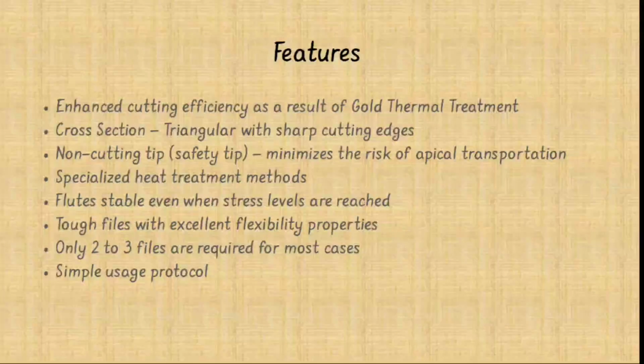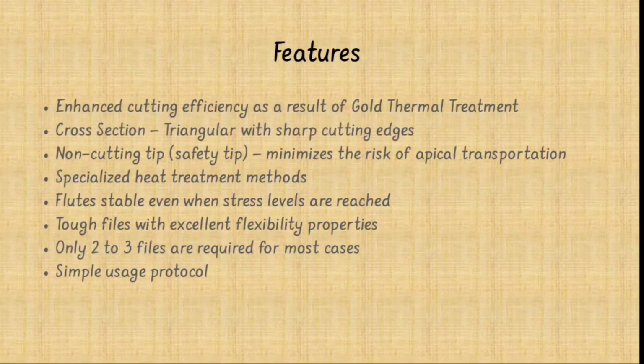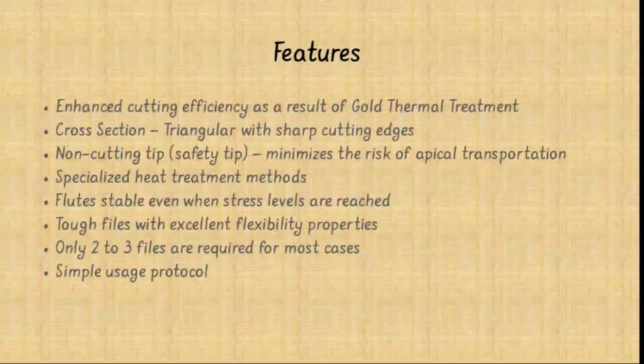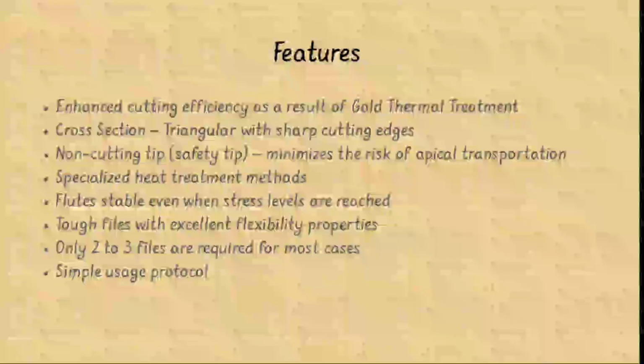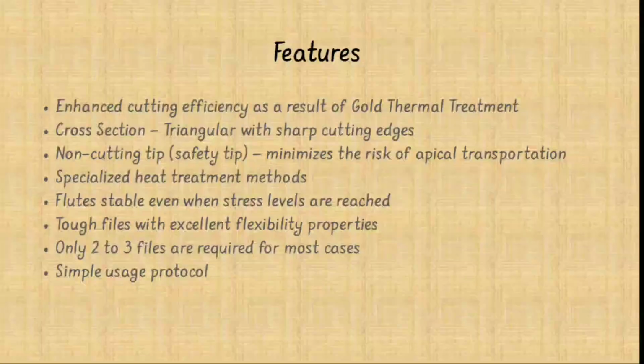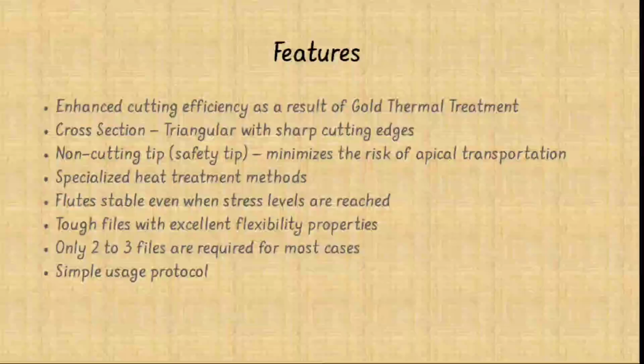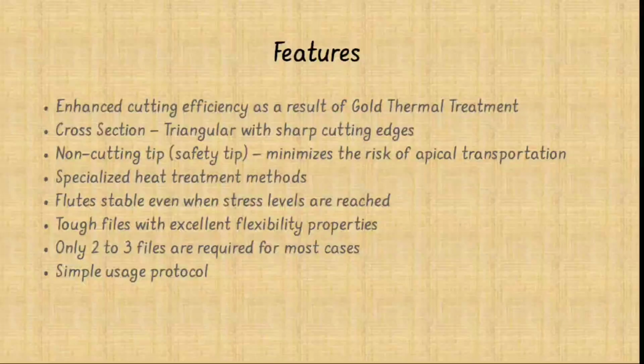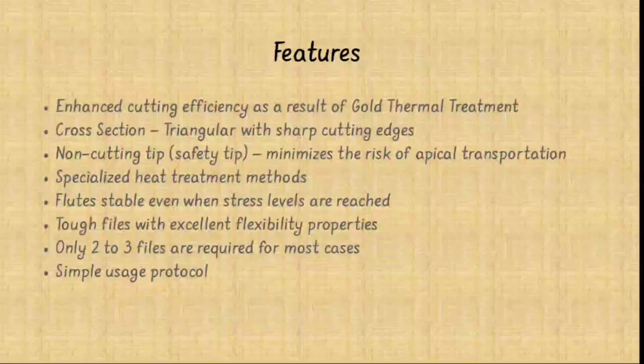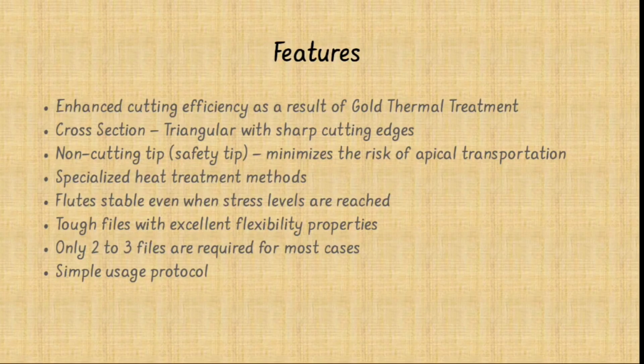So what are the features of NEOENDO flex files? It has enhanced cutting efficiency as a result of gold thermal treatment. Its cross section is triangular with sharp cutting edges. The non-cutting tip, that is the safe tip, minimizes the risk of apical transportation. Specialized heat treatment methods keep them stable even when stress levels are reached. Tough files with excellent flexibility properties. Only 2 to 3 files are required for most of the cases, and it has a simple usage protocol. So these are the features of NEOENDO files.